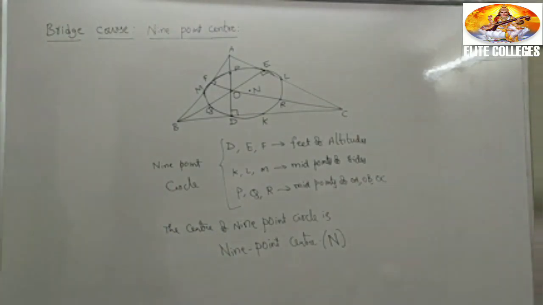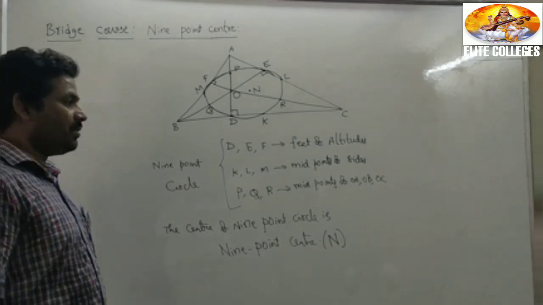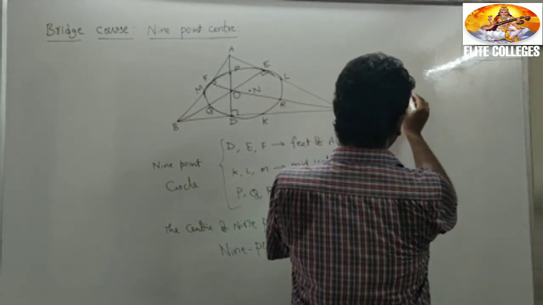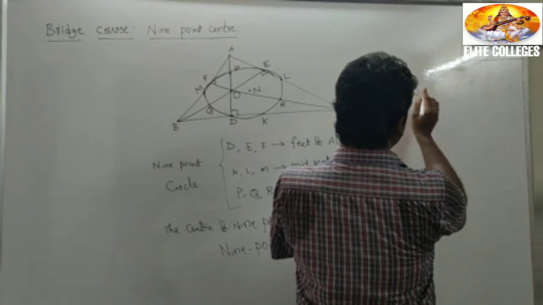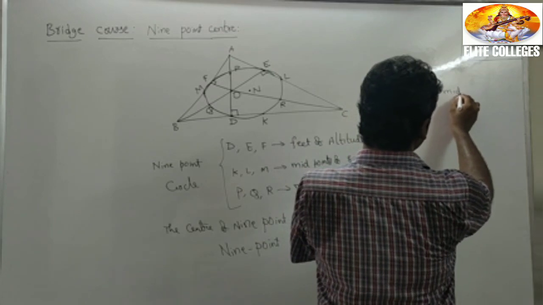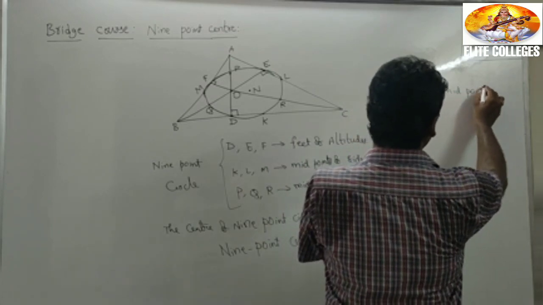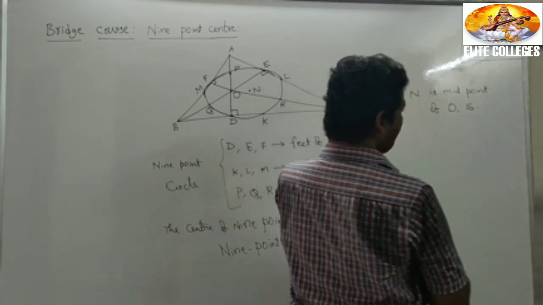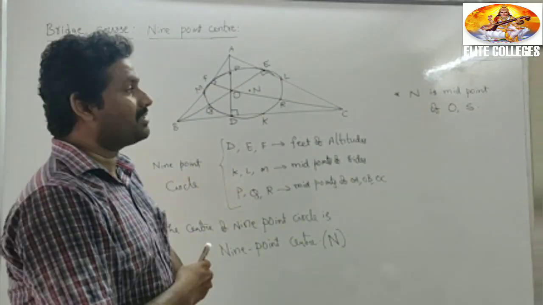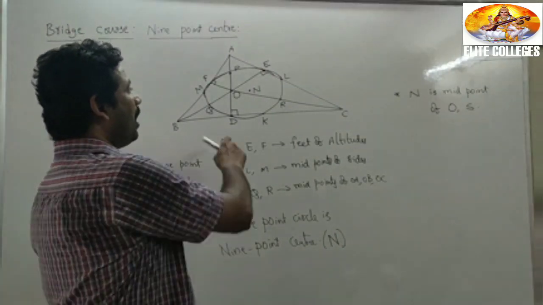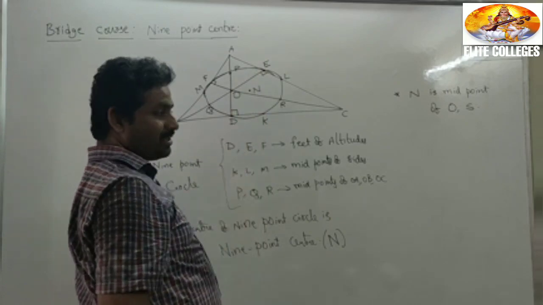There are 2 important points about the 9-point center. The first one: N is the midpoint of OS. What is the meaning? N is the 9-point center, and the 9-point center is the midpoint of the orthocenter and circumcenter.